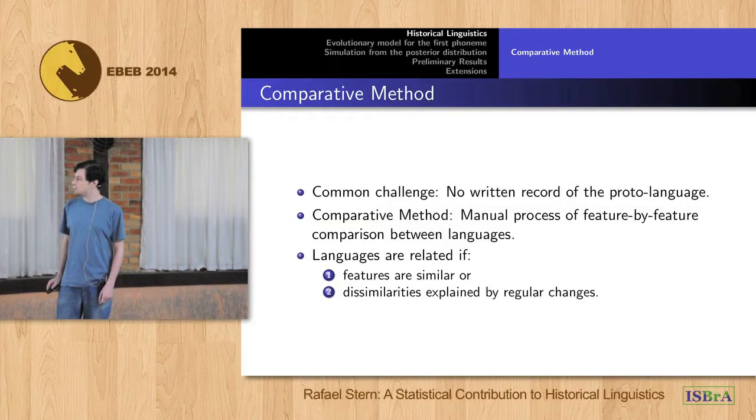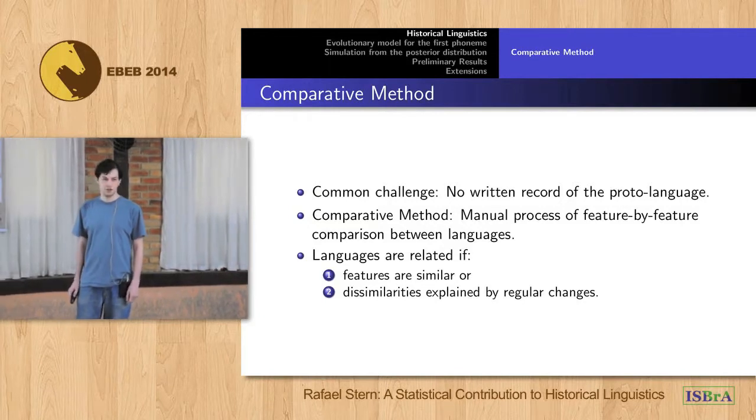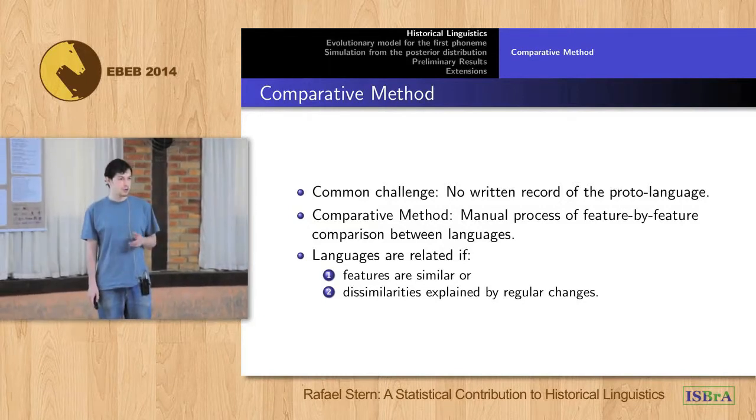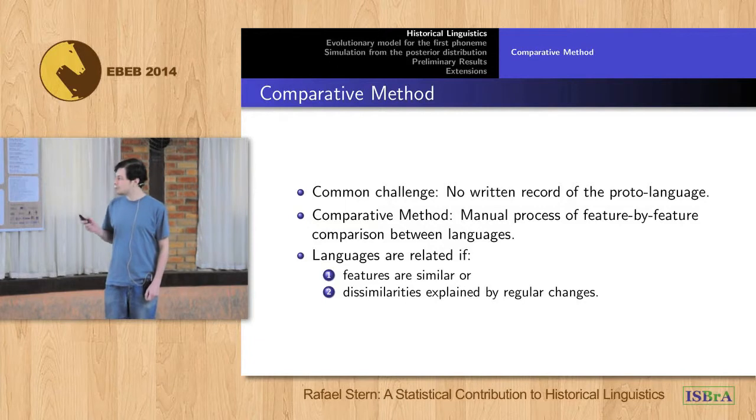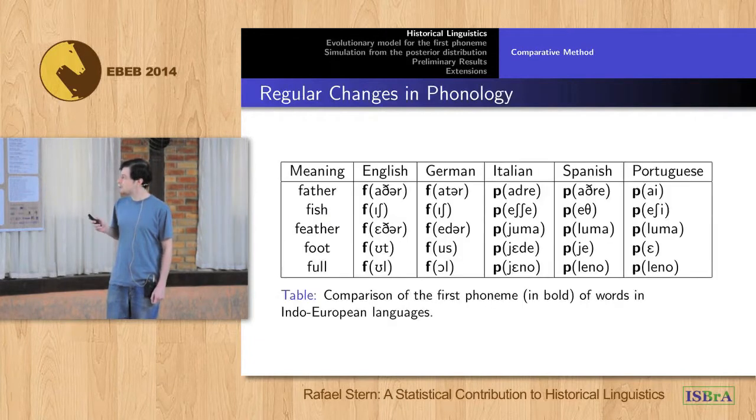The typical thing that is done by linguists is the comparative method. And they say that two languages are related if their features are similar, or if the similarities between the features can be explained by a regular change. And I'll talk now about what a regular change is.